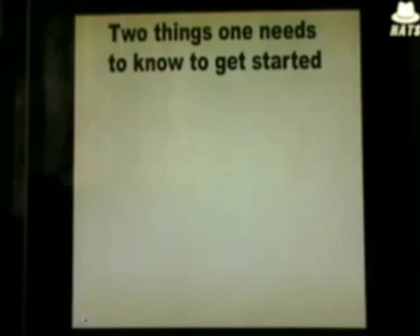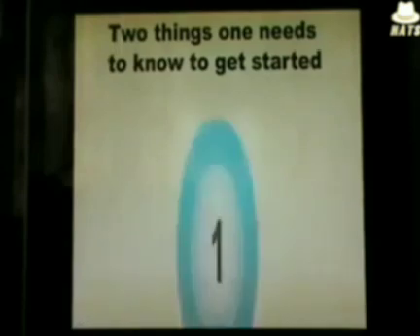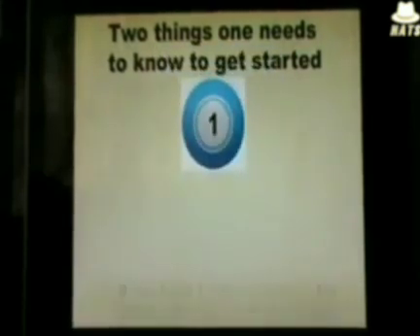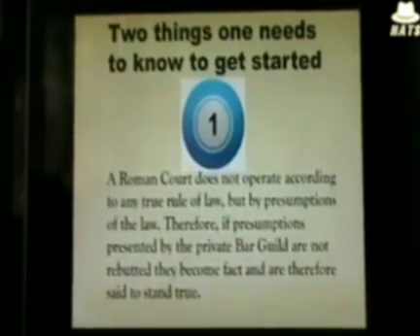Probably the two things that you will need more than anything else to get you started are that a Roman court, or the courts that we know, do not operate according to any true rule of law, but by presumptions of the law. So if you don't rebut those presumptions, they become fact and they stand as the truth in law. So get that very, very clear. Rebut the presumptions and they have no standing. If you don't rebut them, they become fact.